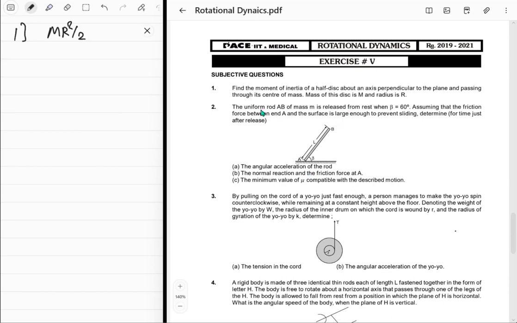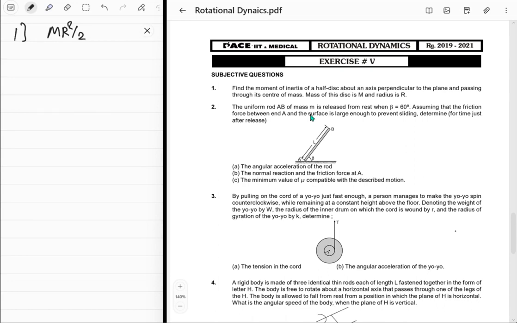Okay, second. Uniform rod EB of mass M is released from rest when beta is equal to 60 degrees. Assuming that the friction force between A and the surface is large enough to prevent sliding. Determine for the time just after release: the angular acceleration of the rod; the normal reaction and friction force at A; the minimum value of mu compatible with the described motion. Fine, let's do it.